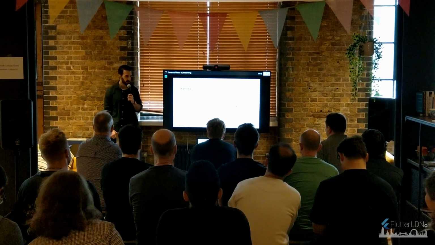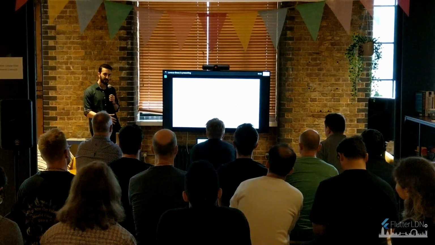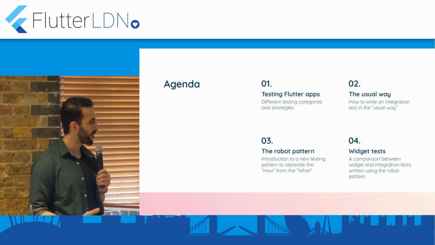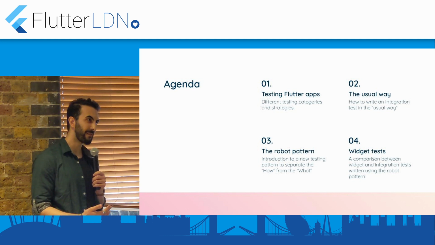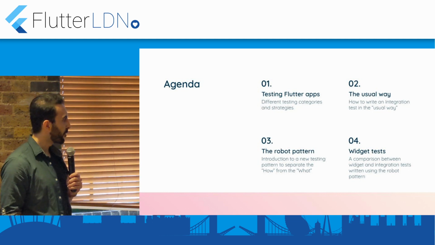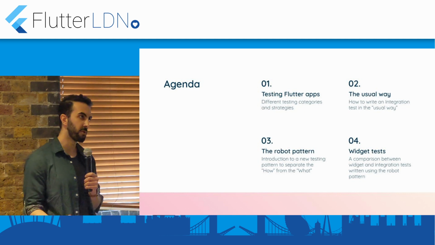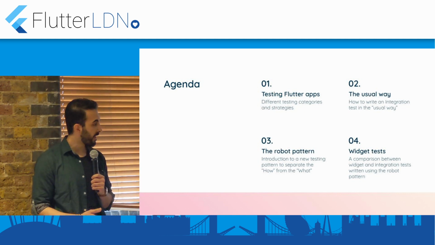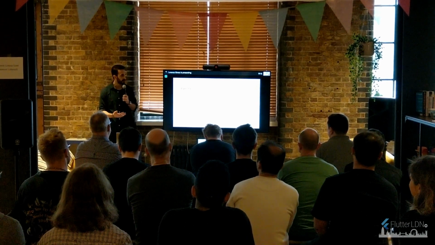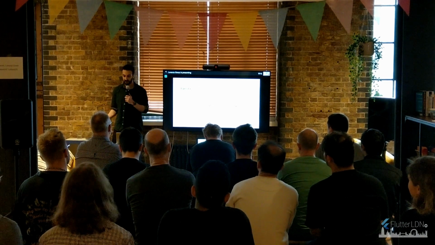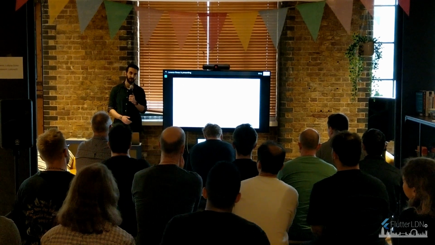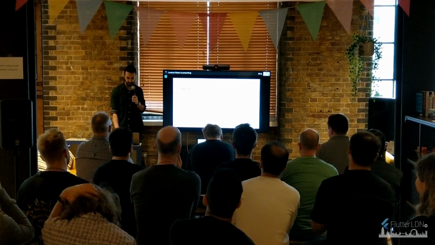The agenda for today is going to be divided into 4 different sections. The first one, I'm going to talk about testing Flutter apps in general, what are the different testing strategies that we have. Then I will dive more into integration tests and the usual way of running them. Then I will introduce you to the robot pattern and its benefits. And at the end I will talk about widget tests and how we can apply the robot pattern to widget tests, not only integration tests.